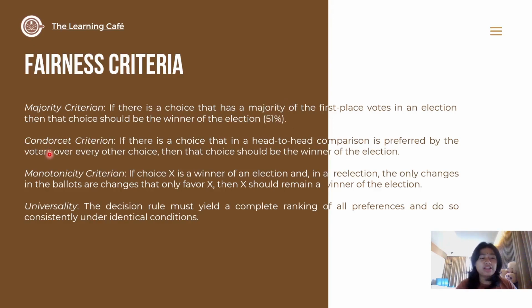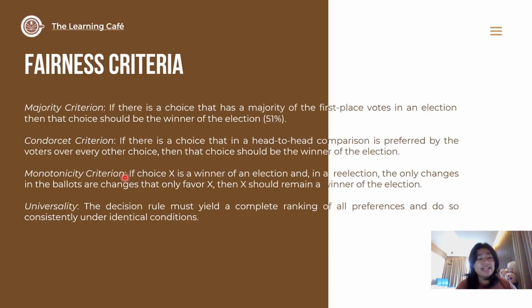Next, Condorcet criterion. If there is a choice that in a head-to-head comparison is preferred by the voters over every other choice, then the choice should be the winner of the election. Monotonicity criterion. If choice X is a winner of an election and in a re-election the only changes in the ballots are changes that only favor X, then X should remain a winner of the election.